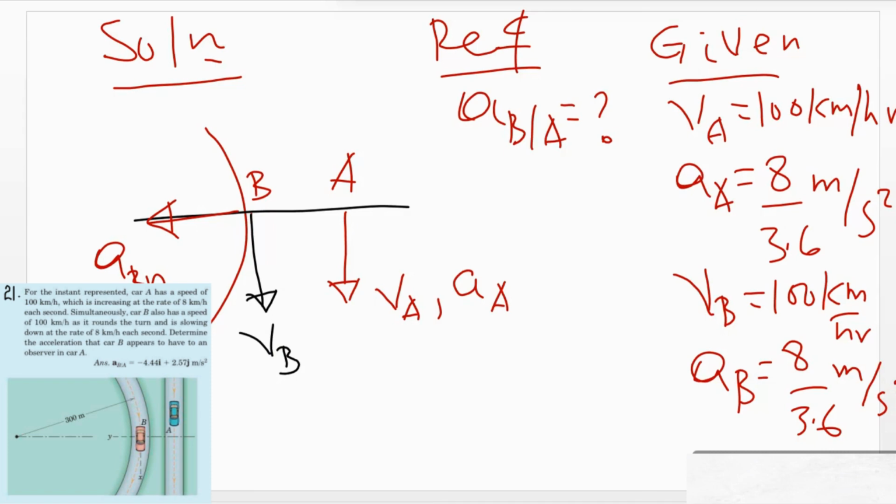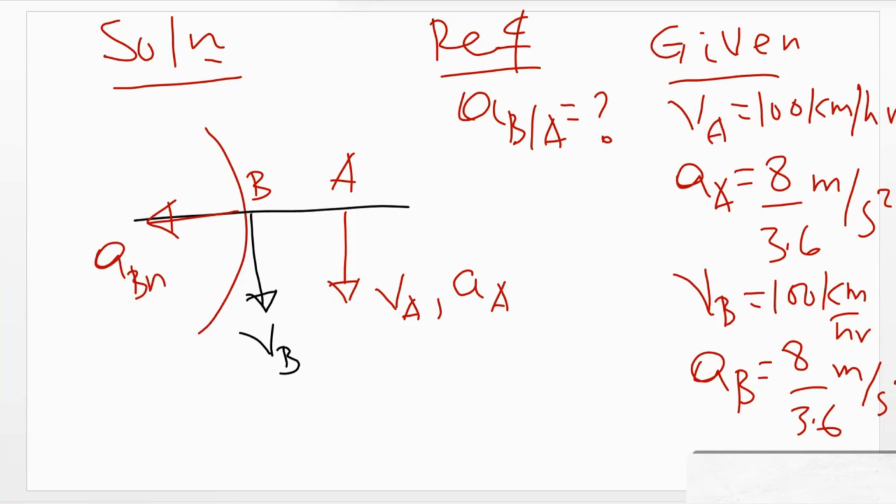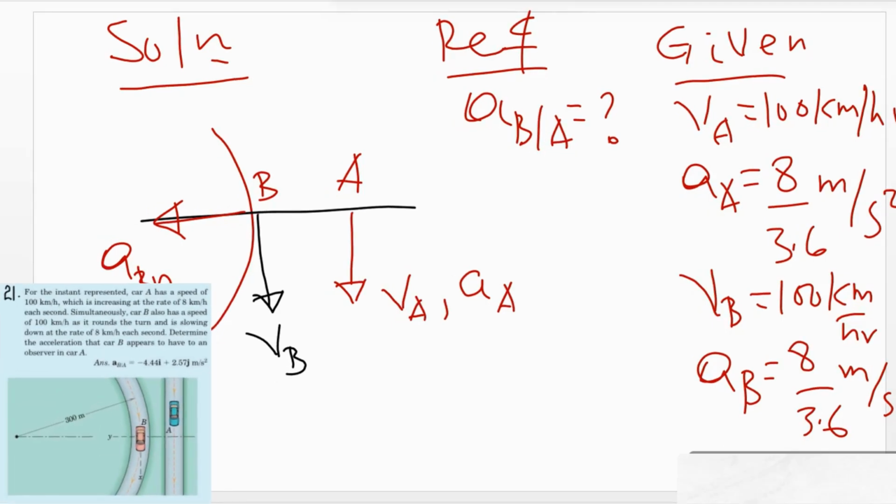So what does the tangential acceleration do? As you read from the question, what does it say? It is slowing down at the rate of 8 km per hour each second. So B tangential, this is the tangential acceleration.